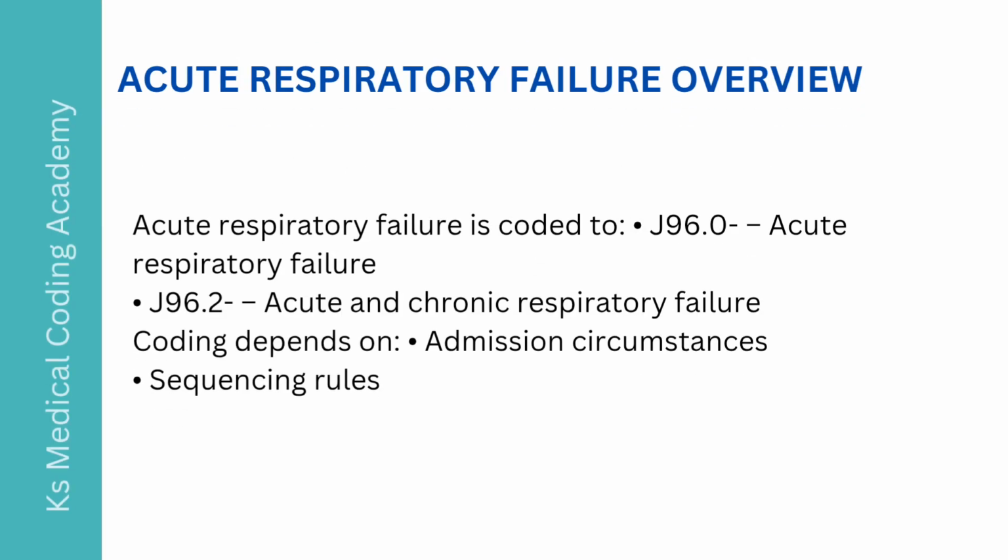Acute respiratory failure overview. Acute respiratory failure is coded to J96.0, acute respiratory failure, and J96.2, acute and chronic respiratory failure. Correct coding depends on why the patient was admitted and how conditions are sequenced.